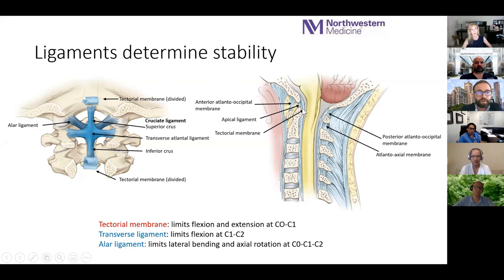The third layer is composed by the cruciate ligament, which is divided into the superior crus, inferior crus, and the transverse atlantal ligament. And the last layer is the continuation of the PLL, which is the tectorial membrane. So that's how you memorize them. These are four layers. And the ones that contribute mostly to CVJ stability are the alar ligaments, which prevent lateral bending and rotation, the transverse ligament, and the capsular ligaments between C1 and C2 and occiput and C1.